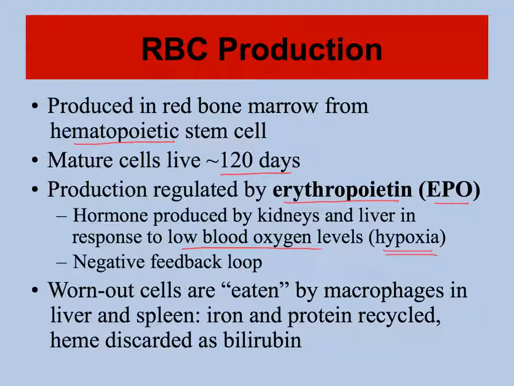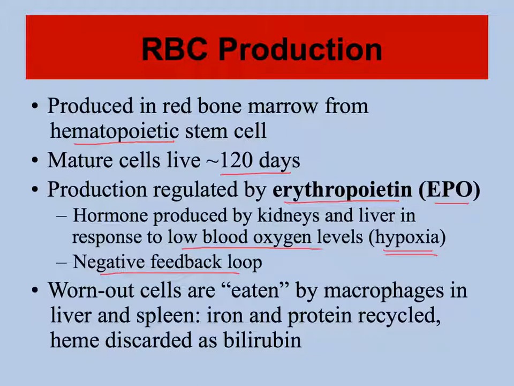So if you are existing in a state of hypoxia, your brain sends a signal to your kidneys that it's time to produce more EPO so that your red bone marrow will gear up and start making more red blood cells. This is a negative feedback loop, so as the level of oxygen improves in your blood, the amount of EPO that is produced decreases, eventually shutting off this process.